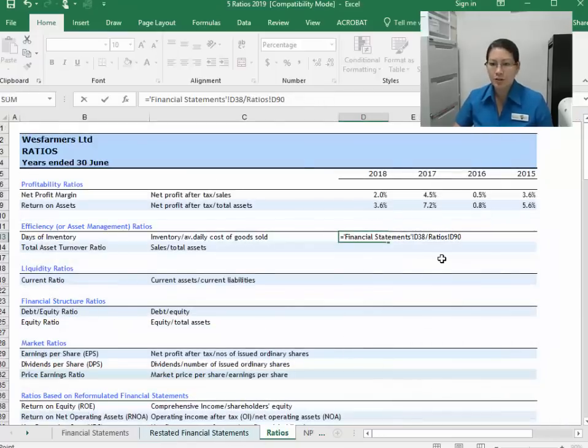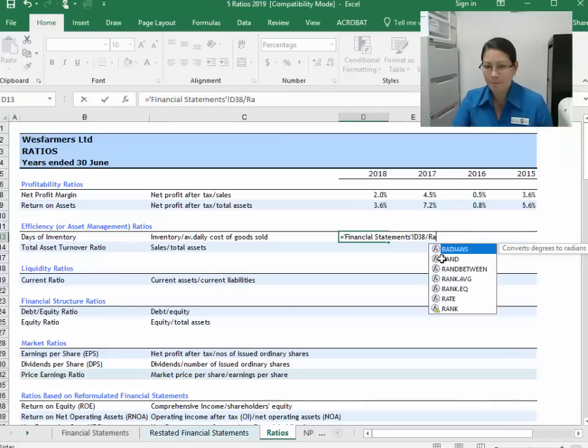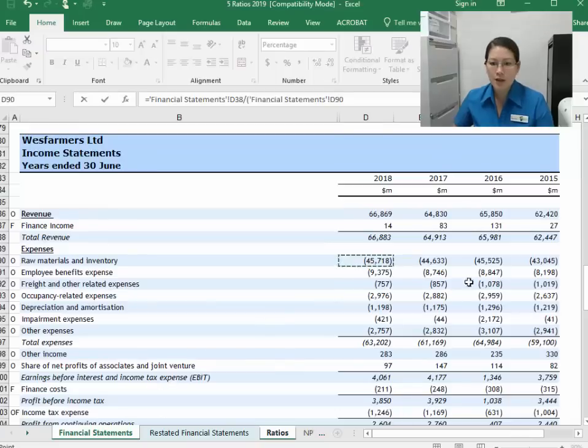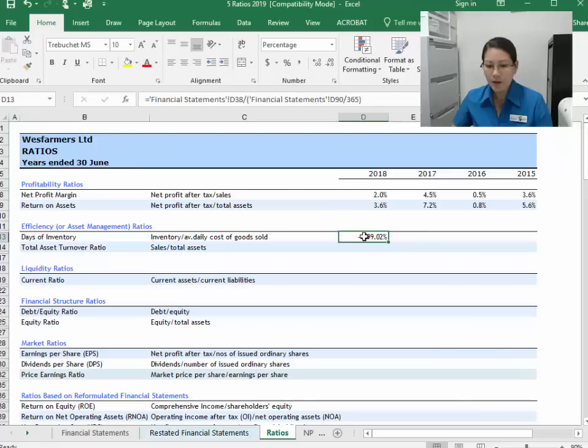Now, just to show you something with the linking. I've linked to my inventory first, divided by the average daily cost of sales. So I need to divide my cost of sales figure by 365 days. Open brackets, put my cost of sales figure in, then divide it by 365, close my brackets and hit enter. Now I want it as a decimal point, and I also need to get rid of this negative sign.